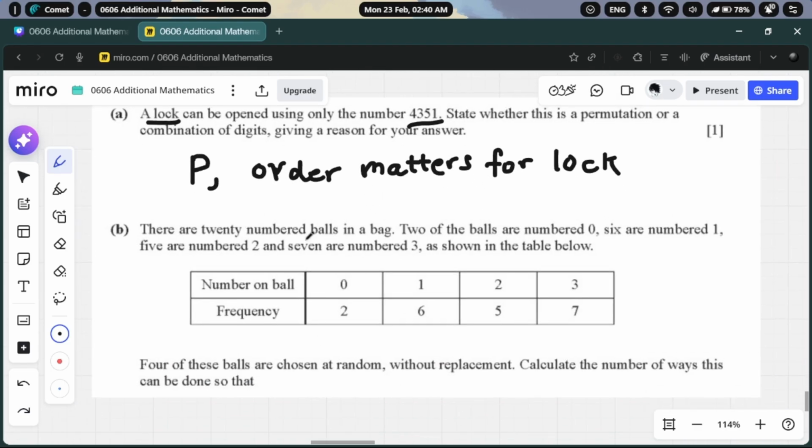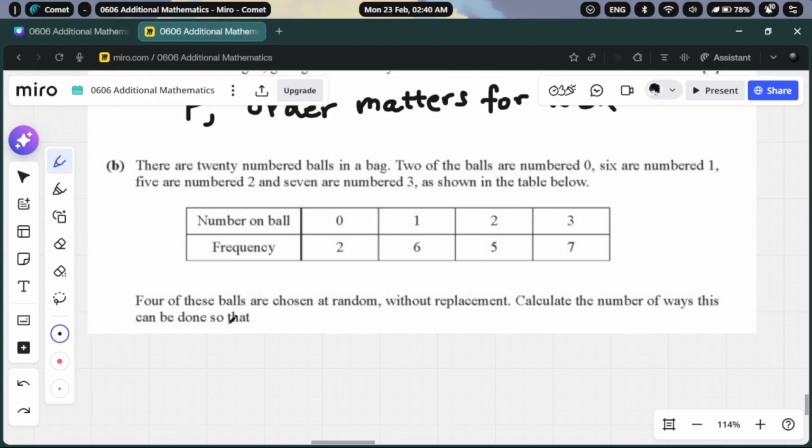Moving on, there are 20 numbered balls in a bag. 2 of the balls are numbered 0, 6 are numbered 1, 5 are numbered 2, and 7 are numbered 3, as shown below. Now 4 of these balls are chosen at random without replacement. That means when you choose a ball, you're not putting that back into the bag. Once you choose that ball, it's gone forever. So the total number of balls remaining in the bag decreases by 1. Now you have to calculate the number of ways this can be done.